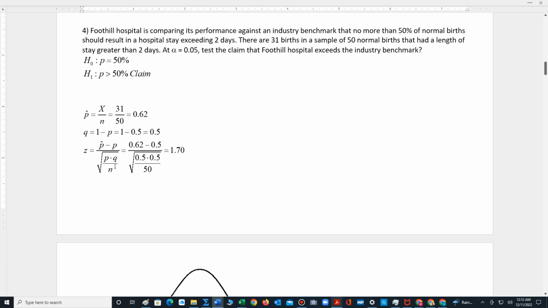We can then calculate the test point. p hat is 0.62. p is 0.5 over radical, p and q are both 0.5, divided by n, which is 50. That's going to give us 1.7.